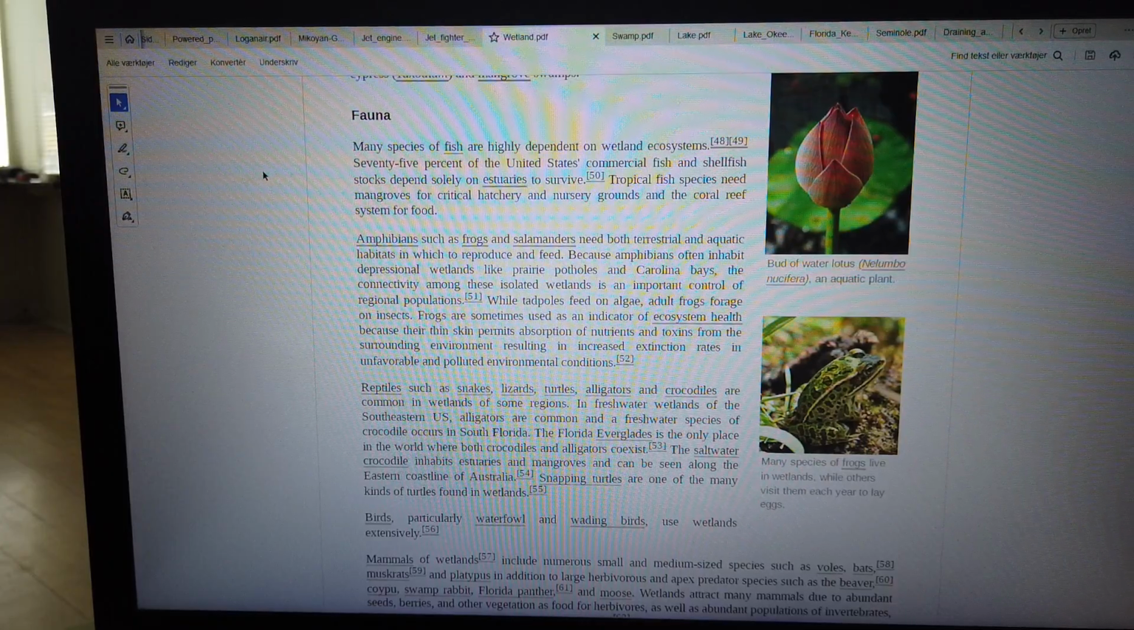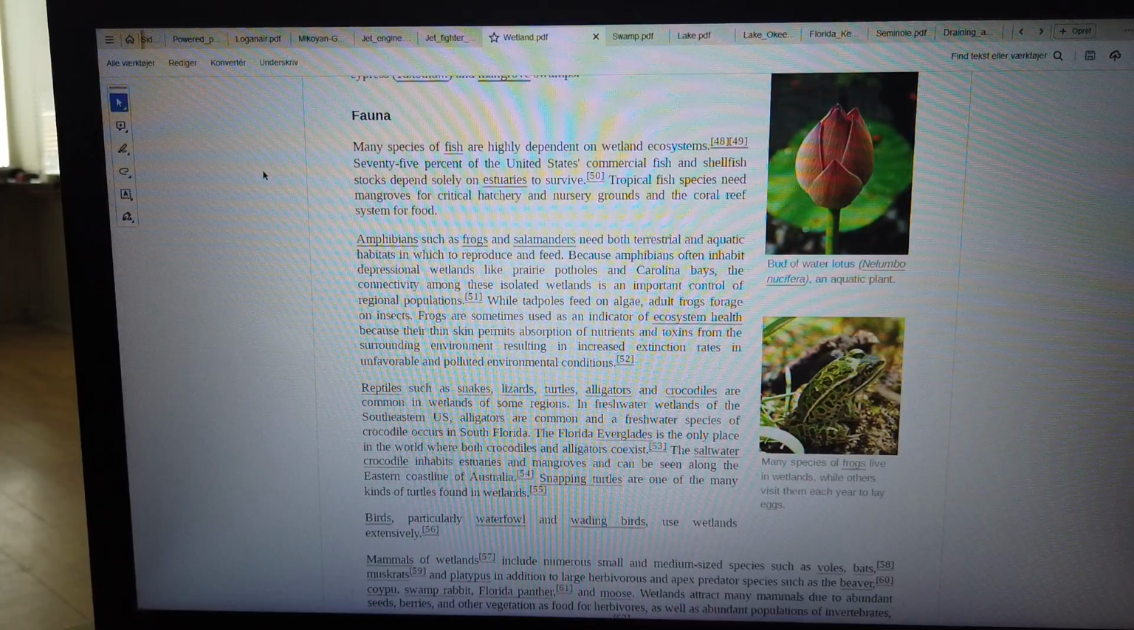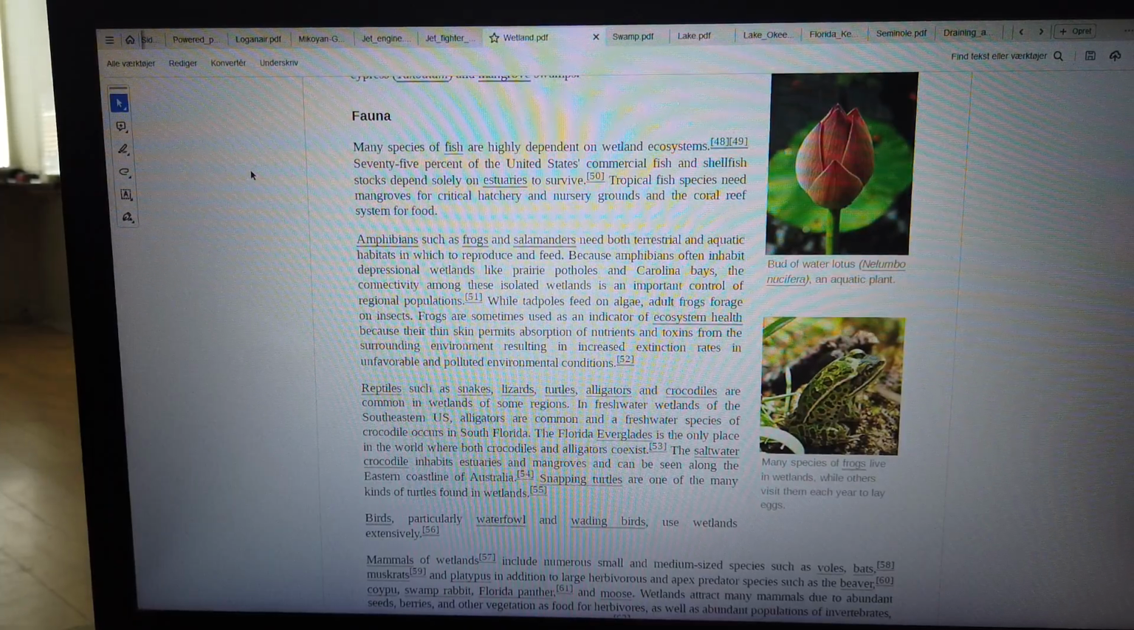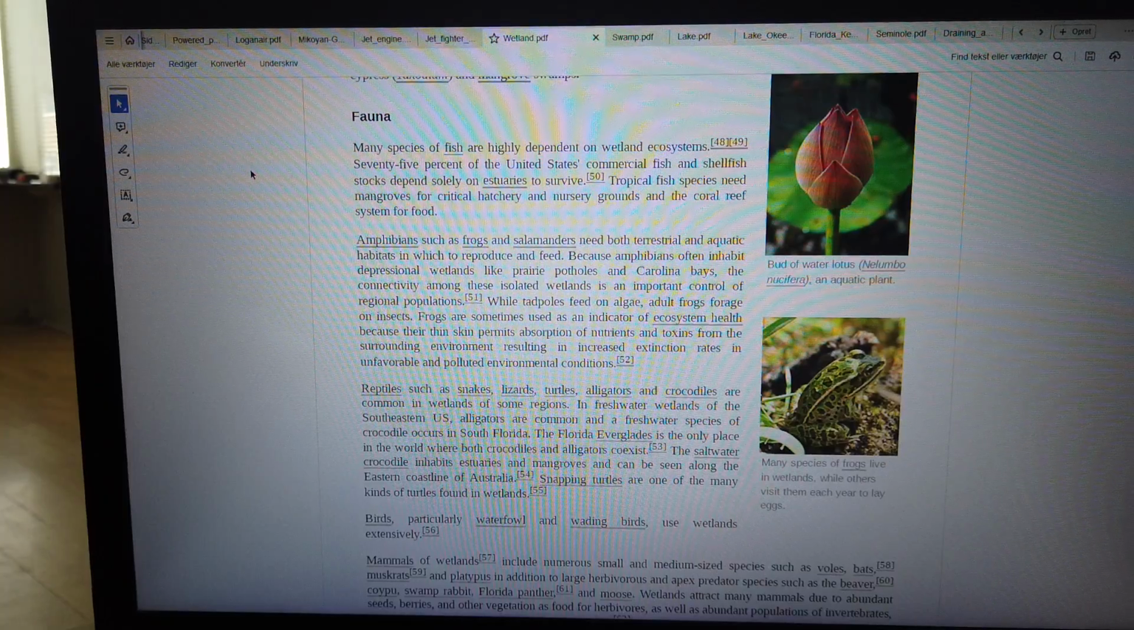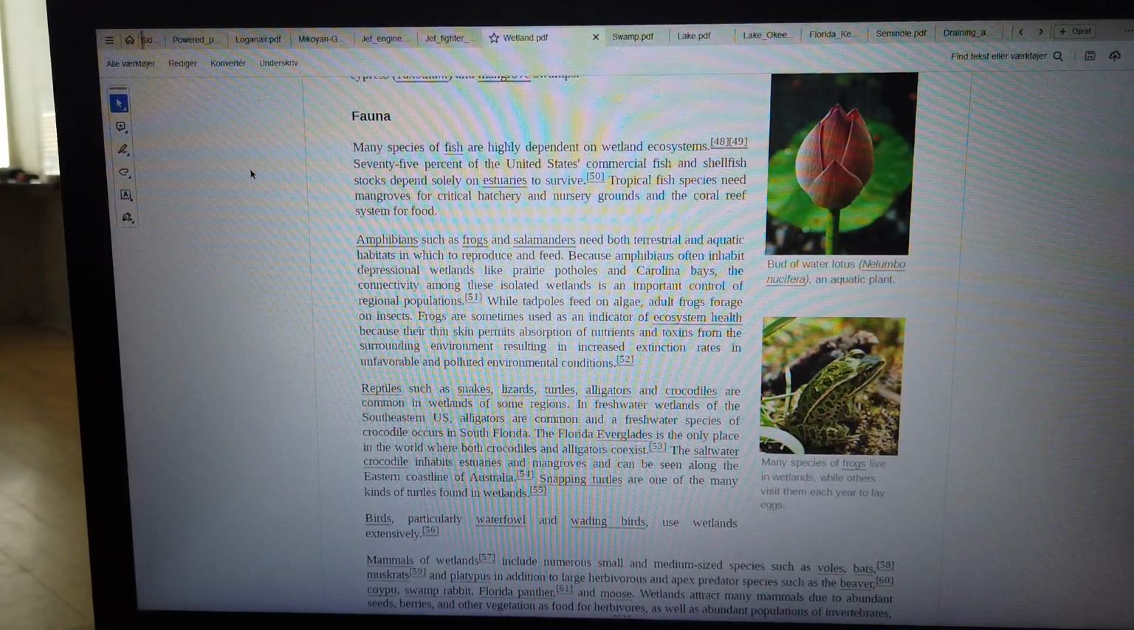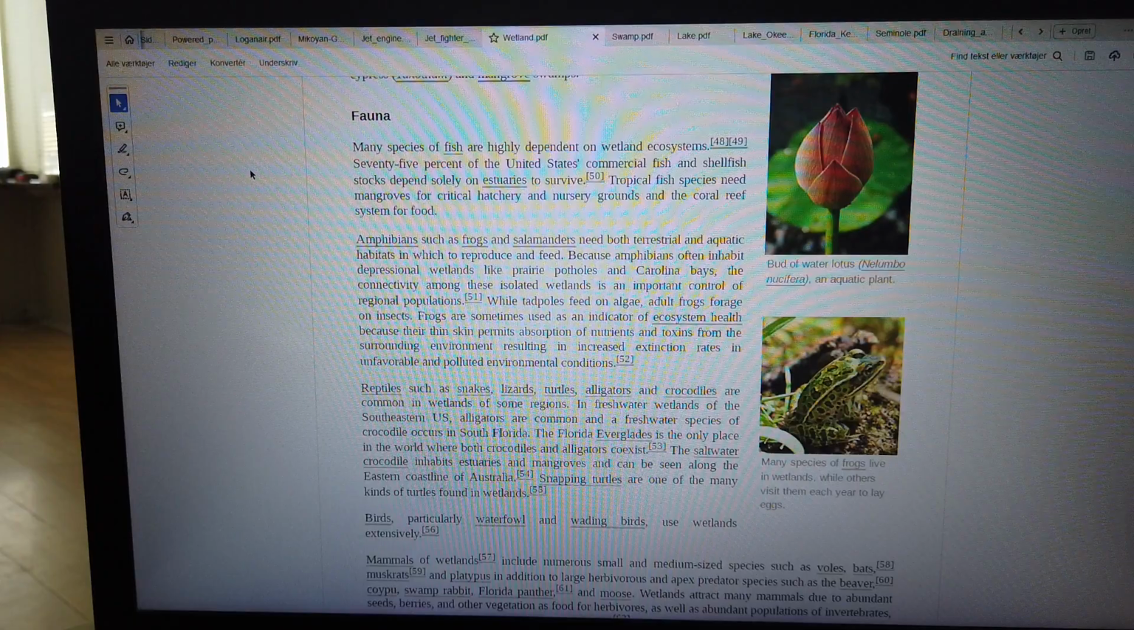75% of the United States commercial fish and shellfish stocks depend solely on estuaries to survive. Tropical fish species need mangroves for critical hatchery and nursery grounds and the coral reef system for food.